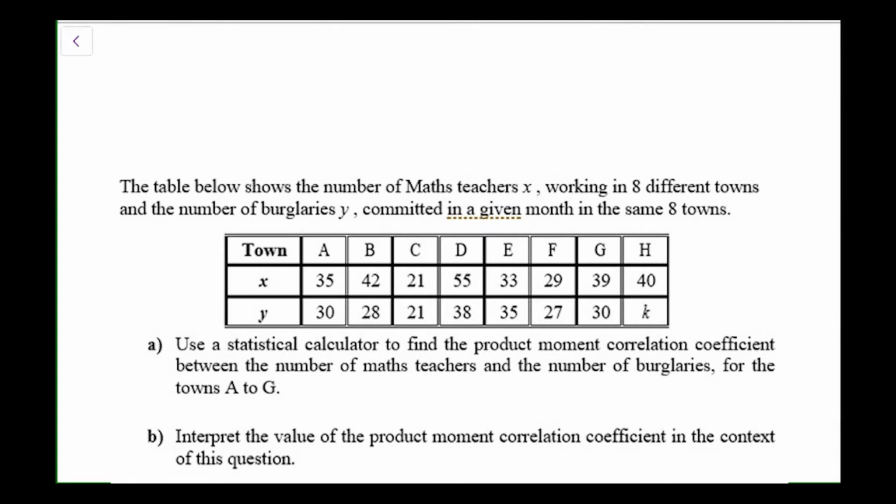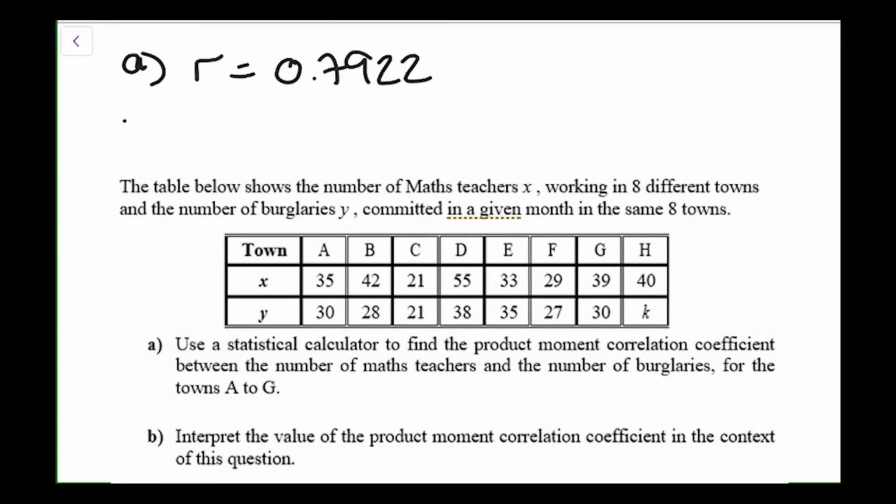The very first thing we've been asked to do is to calculate on our calculator, it's a statistical calculator, the PMCC, the product moment correlation coefficient, between the number of maths teachers and the number of burglaries for towns A to G. Although we've been given data for A to H, we're only asked for A to G. And I think you can see in H the data's incomplete, and that's why we've not been asked to calculate it. Okay, just using A to G, these values are going to go into our statistics table, list 1 for the maths teachers, list 2 for the burglaries, and we get a correlation coefficient, an R value of 0.79.